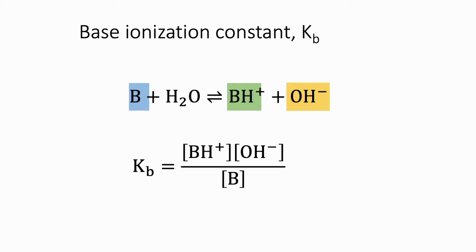You can see that the reactants always go in the denominator of the fraction. We have the original base down here. We don't put water in because it's a pure liquid. Then in the numerator of the fraction, we've got the two products, OH minus and BH plus. So again, this looks very similar to the Ka expression.